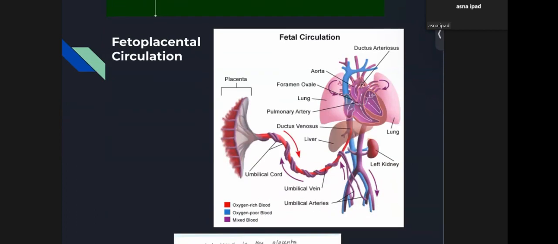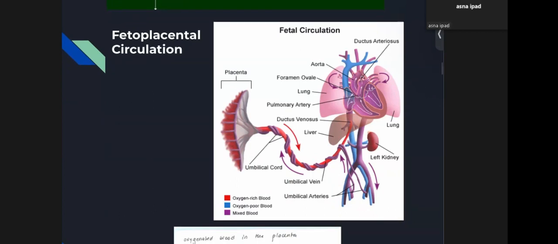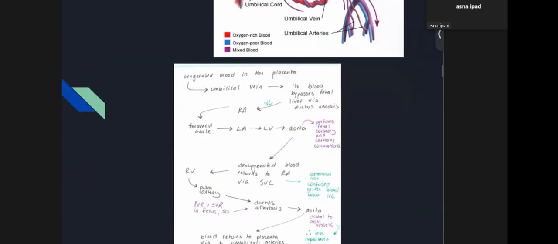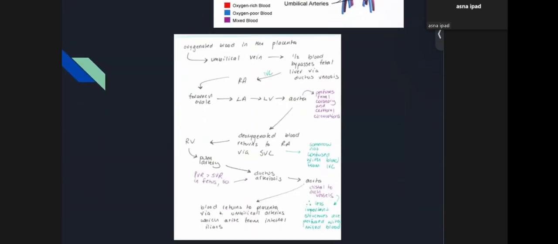So we are done with Doppler physics. I hope you all understood it. Now let's go to the fetal placental circulation. Everyone should know this by heart, how the flow is in the fetus. This is just a flow chart. We'll just brush it up.